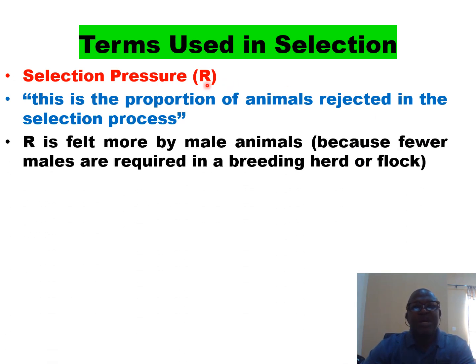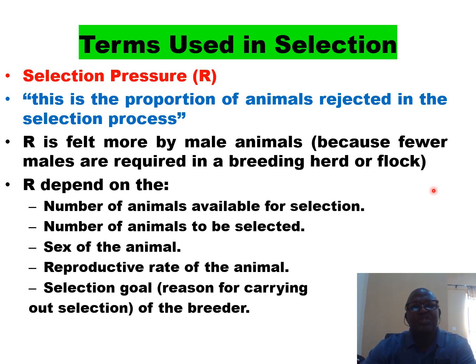Represented by the capital letter R, selection pressure is felt more by male animals, because a fewer number of males are usually required in a breeding herd or flock compared to their female counterparts. Selection pressure depends on these factors: the number of animals available for selection, the number of animals that need to be selected, the sex of the animal concerned, the reproductive rate of the animal, and the selection goal. The selection goal is simply the reason or reasons for carrying out the selection.